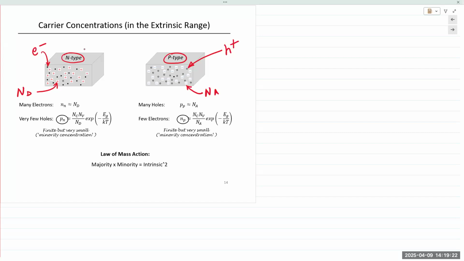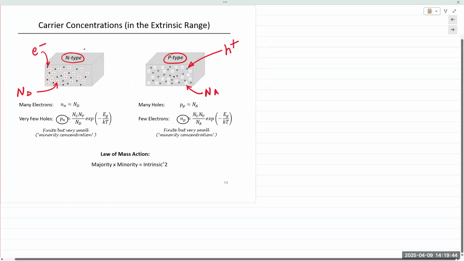Overall, the charge remains electrically neutral because for every electron that is donated, you have an extra positive charge in the donor atom. So overall, the charges are neutral. The same thing happens here. An acceptor atom accepts electrons, so it now has one negative charge, but then it leaves behind a positive charge in the other place. And so overall, the electrical charge is neutral.